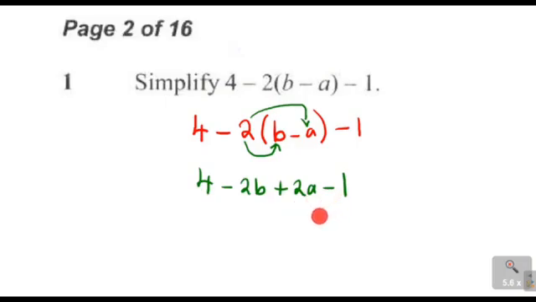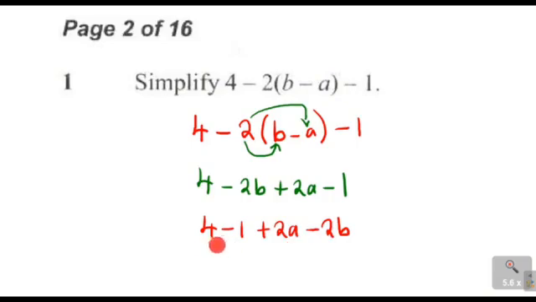Now from there, you can see we have 4 minus 2b plus 2a minus 1. We need to collect the like terms. So 4 and the minus 1 are like terms because they don't have any variable. So we are going to write 4 minus 1, then plus 2a minus 2b. For 2a and 2b, they are not like terms because this one has the variable a, this one has the variable b. So these are unlike terms.